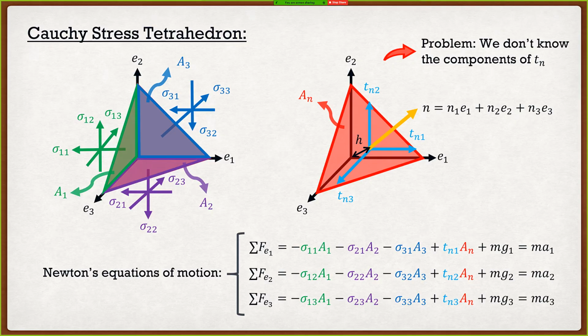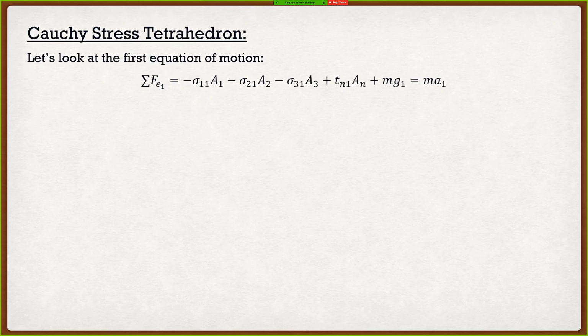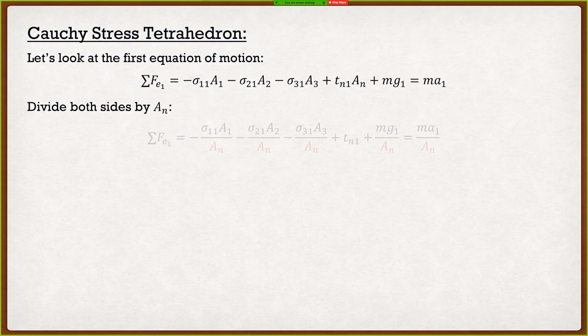And from these we can start to derive how we can solve for Tn. So again, the whole goal here is we're trying to find Tn, that traction vector on an arbitrary surface. So what we're going to do is look at the first equation of motion, which we just derived, and say, all right, I see that I have Tn times An. So I'm going to divide all the sides by An. From there, I get something that looks like this. So I cancel out the An when we look at Tn1, but it seems like I just created a mess for myself because I have An on every term.